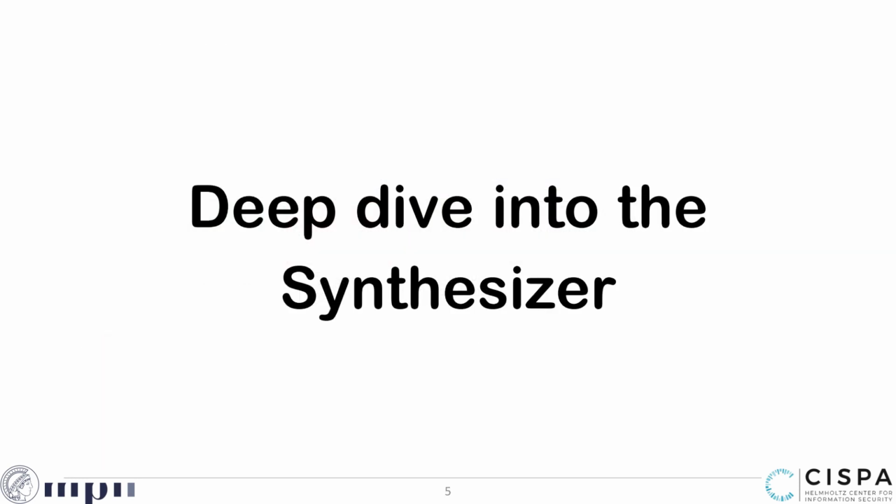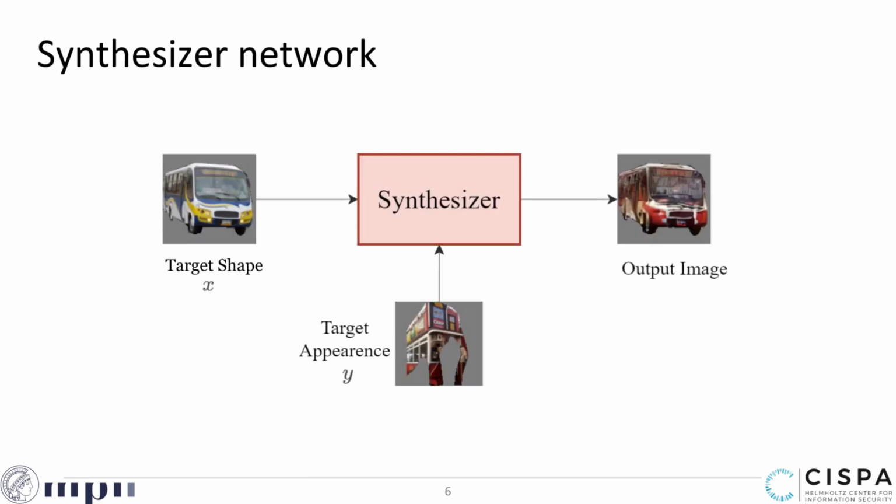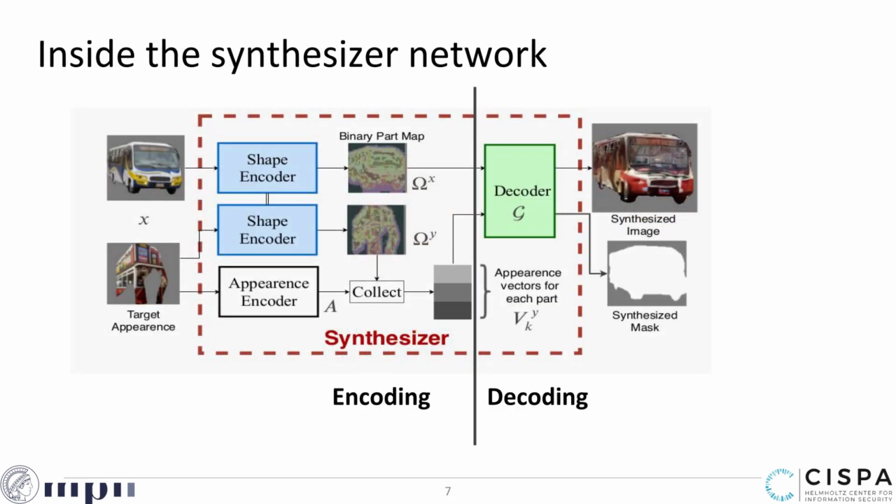Let's take a deeper look into the synthesizer network's design. Our synthesizer is a generative model which takes two objects as input. First provides a target shape and second provides a target appearance. The synthesizer combines these two to generate a composite object with the right pose and appearance. Internally, the synthesizer has an encoder-decoder structure. It employs two independent encoders, one for representing shape and the second for representing appearance.